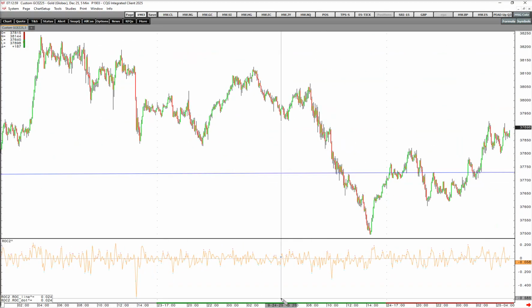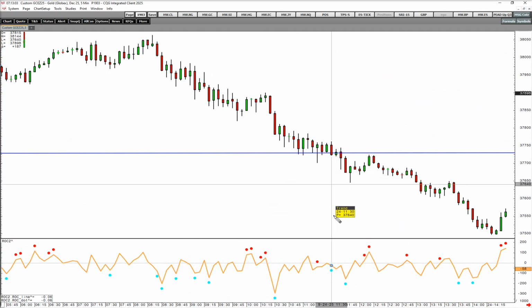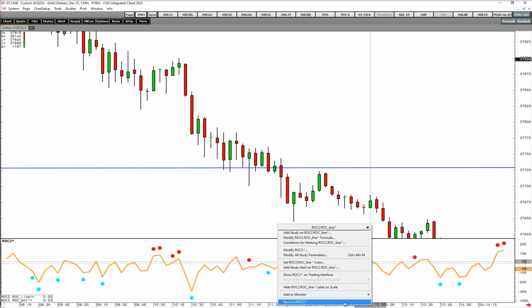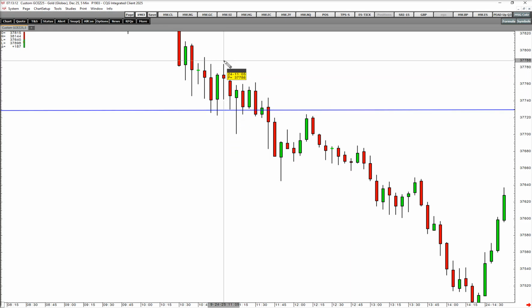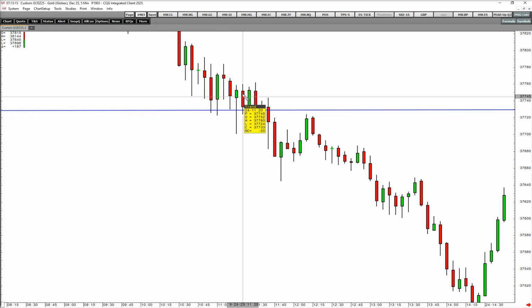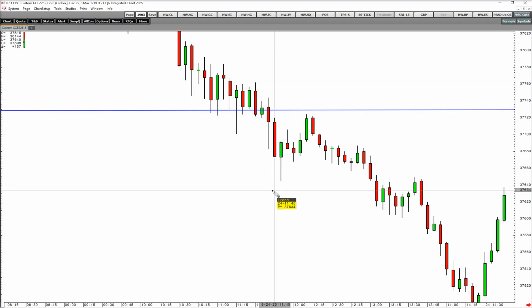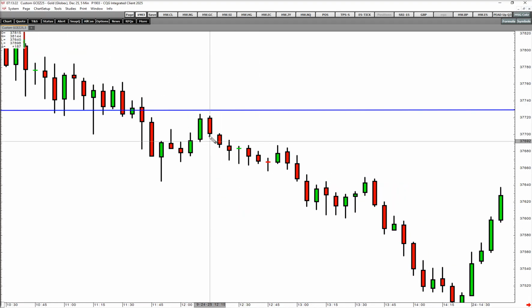So here is where we broke below. Let me take this ROC off now, we don't need it. We broke below that previous day low, bounced up, broke down, bounced up, inside, outside, broke down. And then this is where our pattern kicks in, right? So that line is roughly that previous day low.